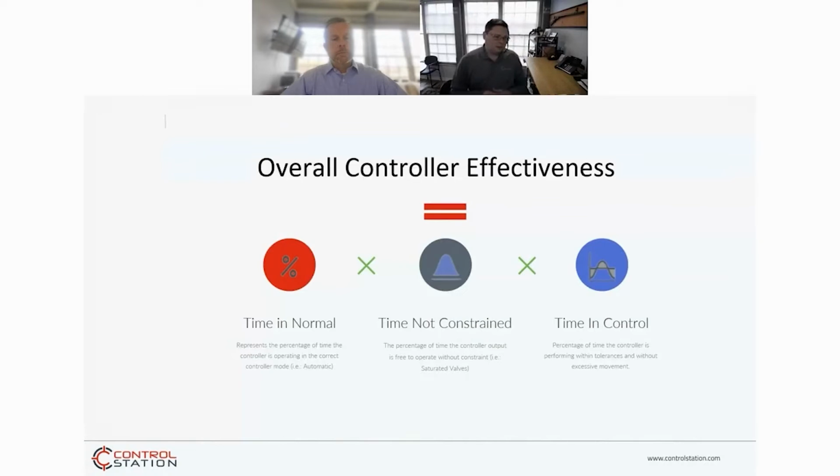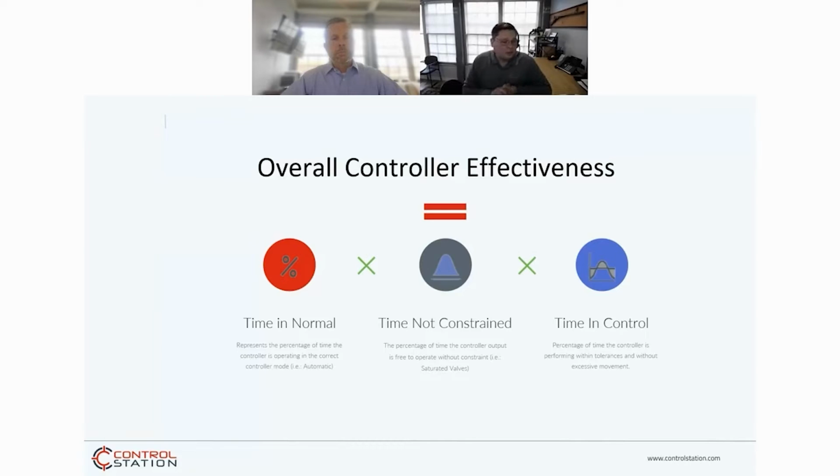Overall controller effectiveness is essentially expanding on the idea of OEE, overall equipment effectiveness, and applying it to controllers. And the idea behind this is we want to come up with a single value that is easy to understand, easy to interpret, easy to roll up, that you can move higher and higher within your analytics platform. And this is a simple one, right? This can be very easily calculated.